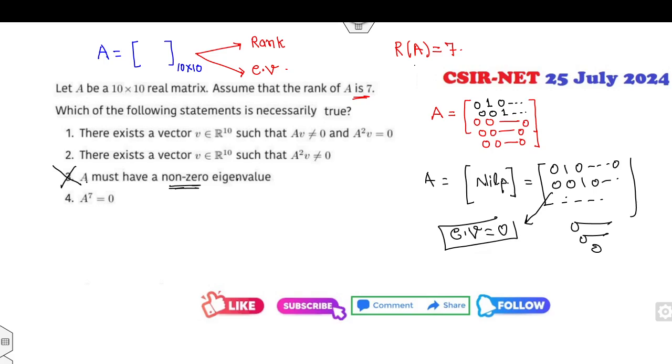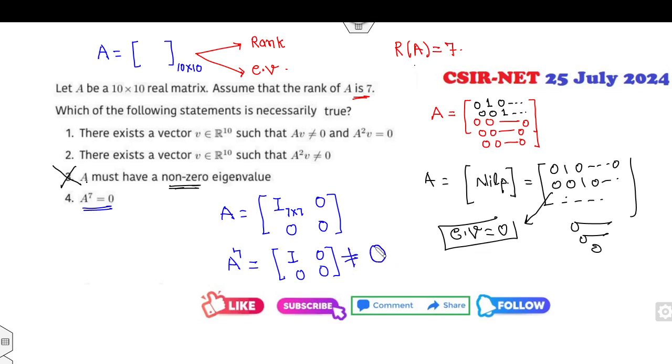Always remember your target is to discard the options. Any other possible way? Another way: if I consider the identity matrix of 7 cross 7 and the rest values are 0. Then what will be A raised to power 7? Again it's I, 0, 0, 0, which is non-zero. This option is cancelled.